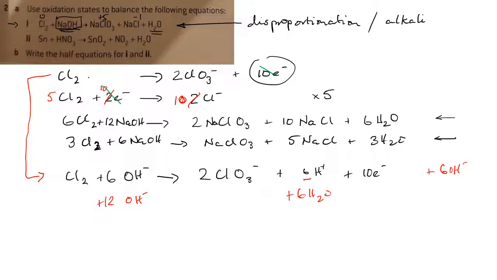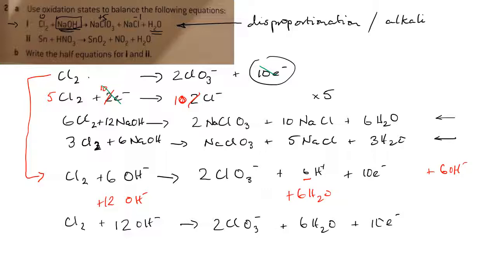So let's just write out our new equation. You've got Cl2 plus 12 hydroxide ions goes to 2ClO3, that's not changed. And now our 6 hydrogen ions, that's turned into 6 water molecules. And we still have our 10 electrons there. And that is now good.